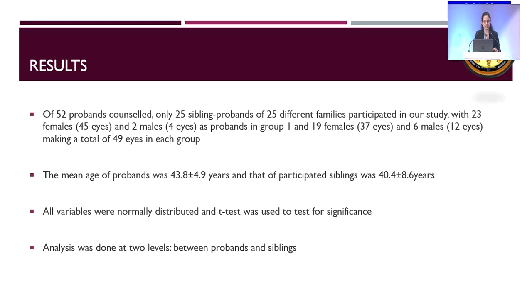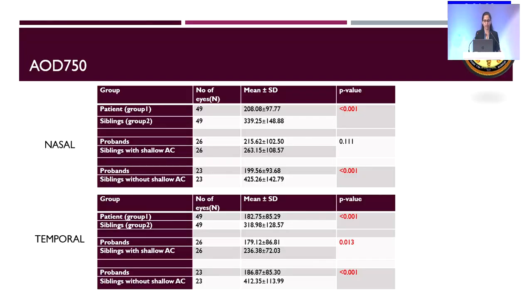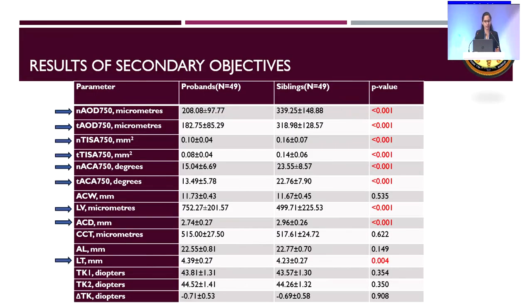So in the results, the participants were 84% females, and there was no statistically significant difference in the age of the participants, and all the variables were normally distributed, and as I said, t-test was used. So here is the nasal AOD 750 and temporal AOD 750. It showed significant statistical difference in both the patient and the siblings group. There were other 9 variables which showed statistically significant difference in both the probands and the siblings.